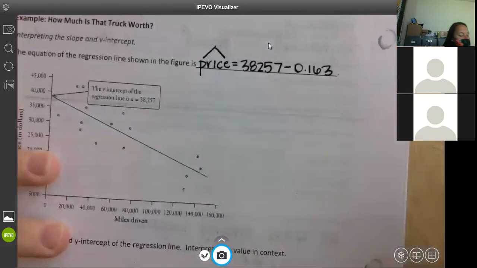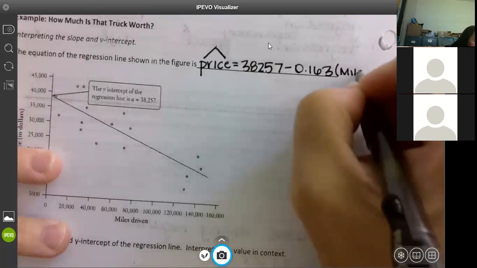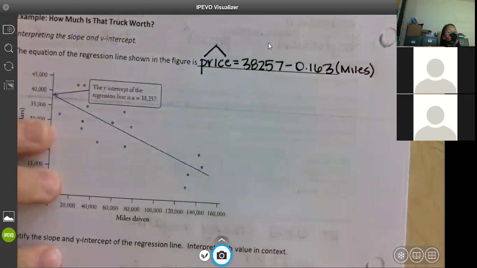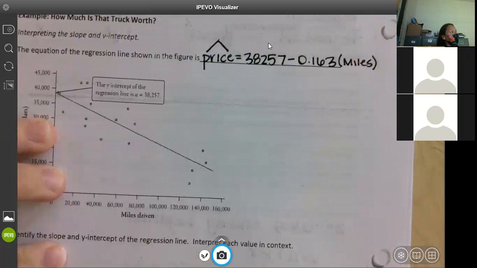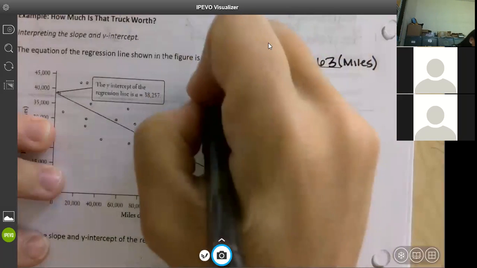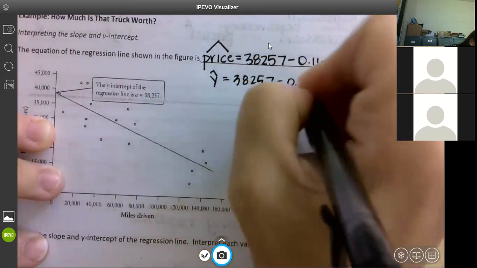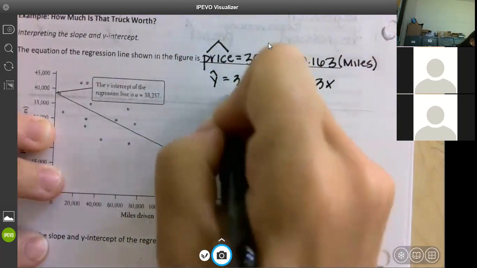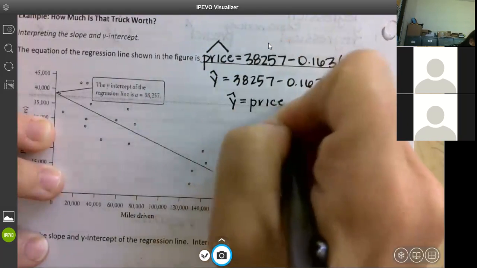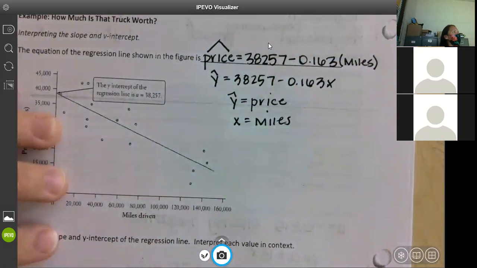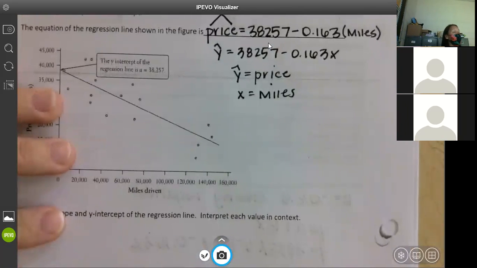0.163. And our explanatory units, or our x value units, were miles. Now, here's the thing. If you write this on your AP exam, this is covering yourself for units and everything else. If you write it like this, like we did on the other page, you have to define that y hat is price and x is miles. So it's much easier to go ahead and just write it in your equation, okay? But you have to do one or the other.